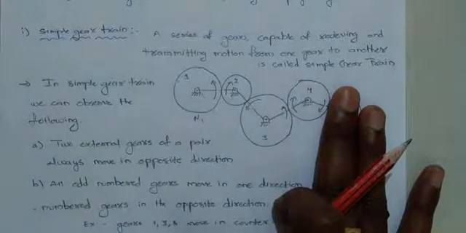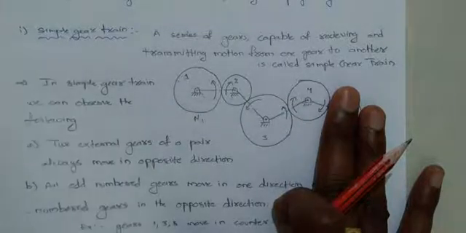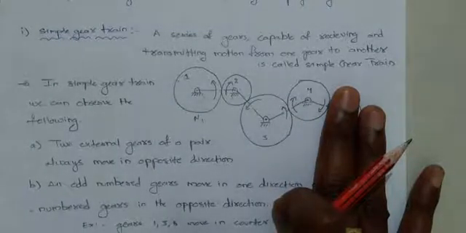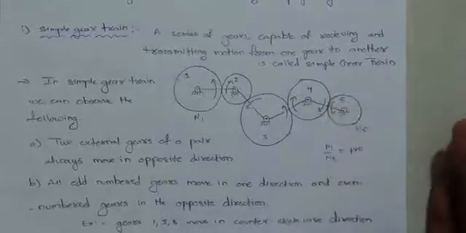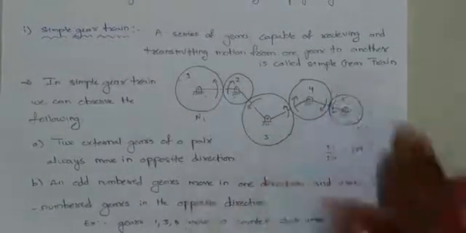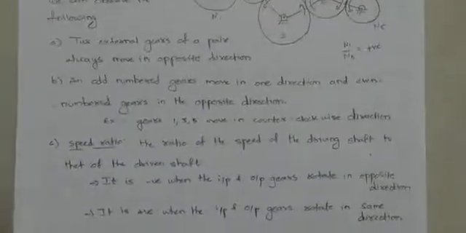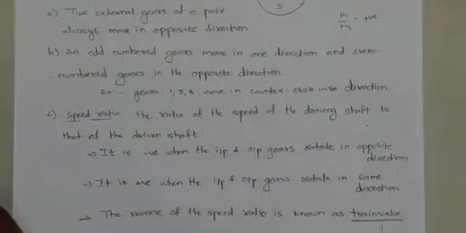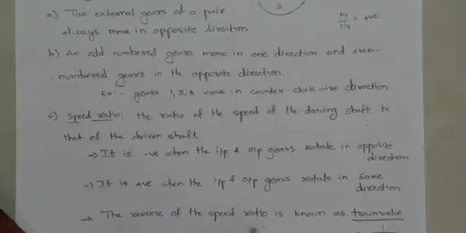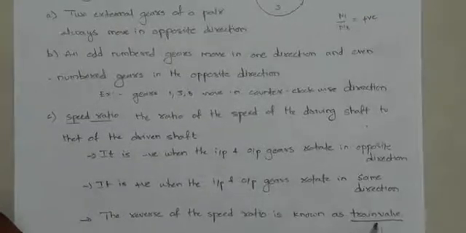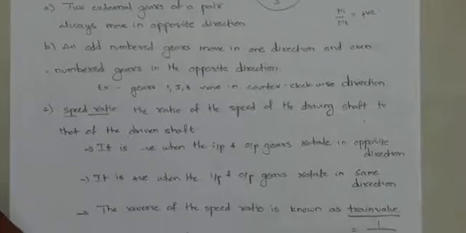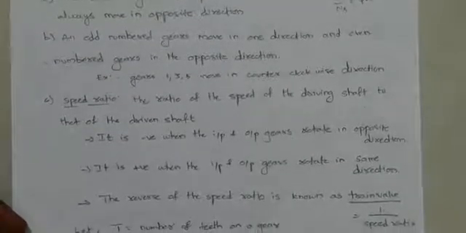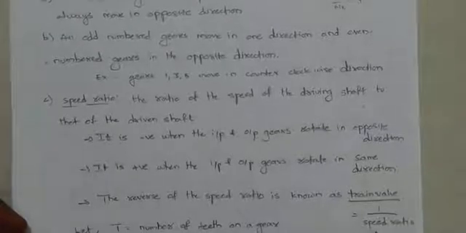So the speed ratio value will be positive, like this. Sorry, the speed ratio value is negative. Okay. And one more thing we have to remember is the speed ratio. The reverse of speed ratio is known as train value, which is nothing but 1 by speed ratio.